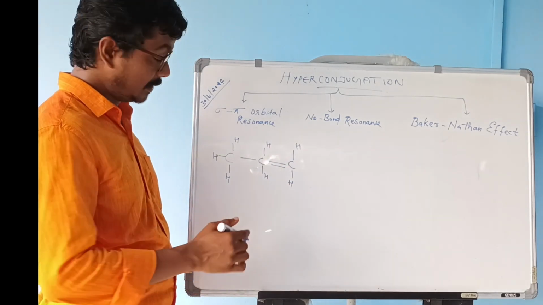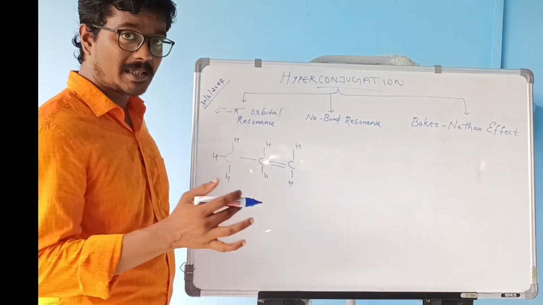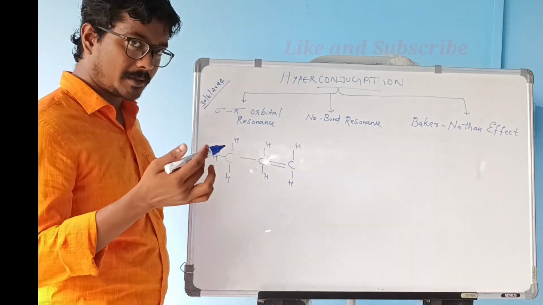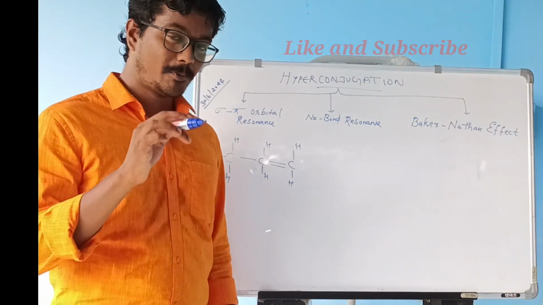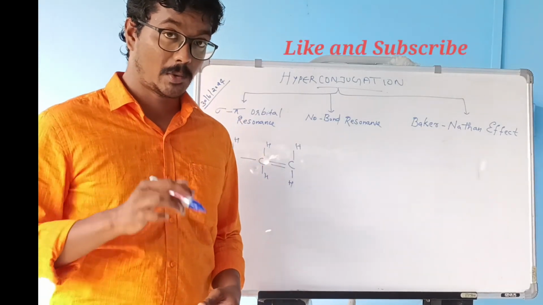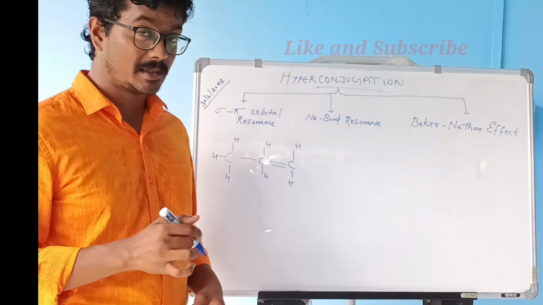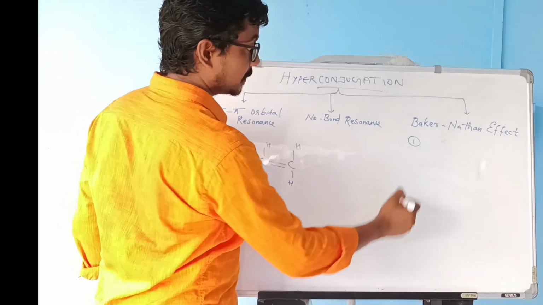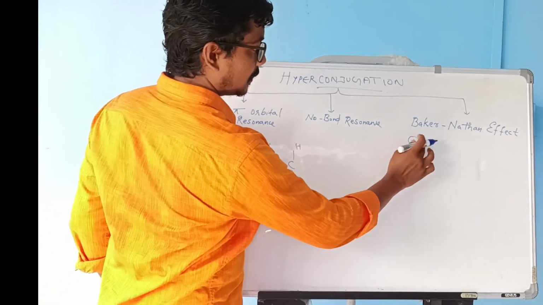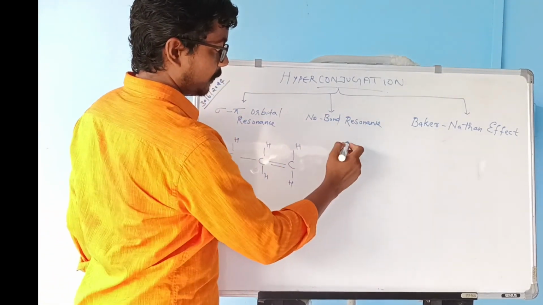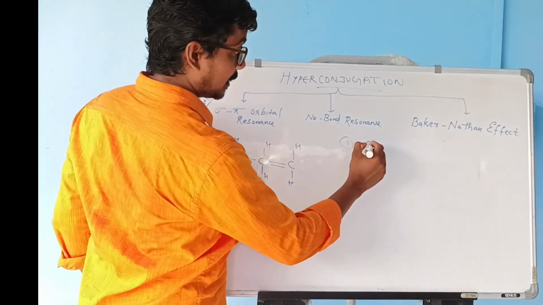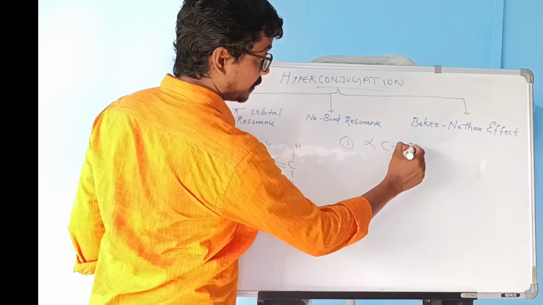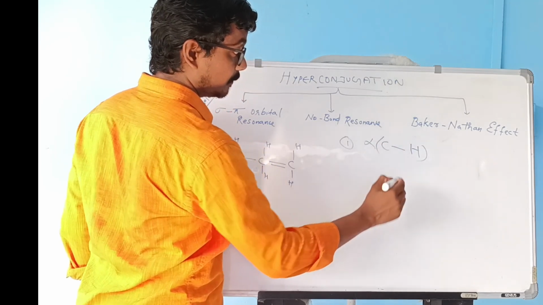This is propene, a conjugated system with a double bond. So what happens in hyperconjugation? For a compound to favor hyperconjugation, certain conditions are needed. The first condition is that the compound possesses an alpha carbon and an alpha carbon-hydrogen bond.